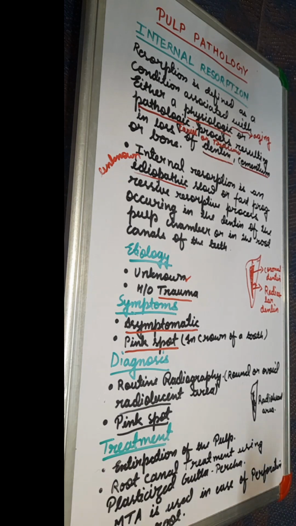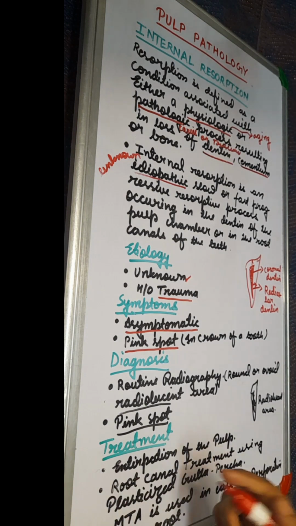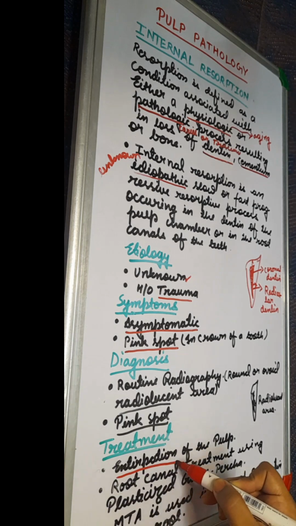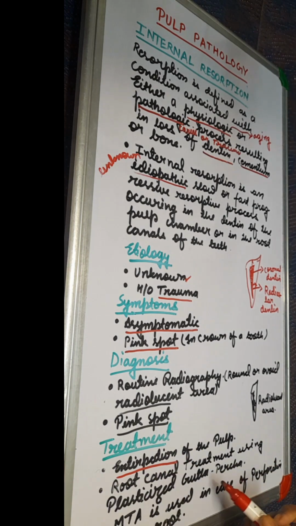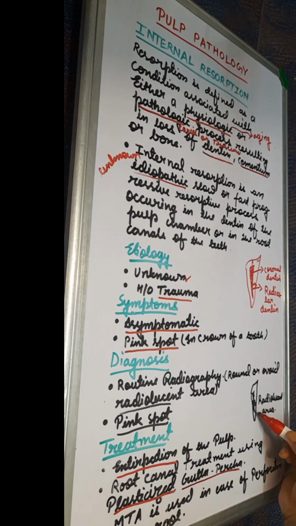Treatment of the internal resorption is the extirpation of the pulp. Like we have to remove the pulp in order to maintain the tooth in the arch. Root canal treatment is done using plasticized gutta-percha, and once internal resorption perforates the cementum of the tooth, we require the preservation of the tooth structure by using MTA.